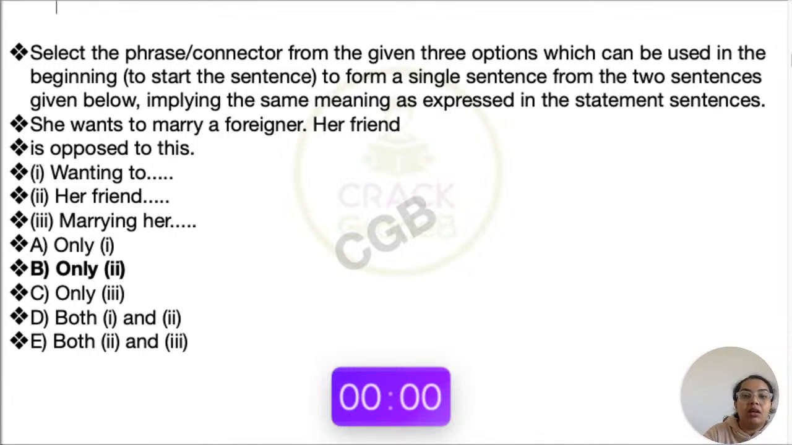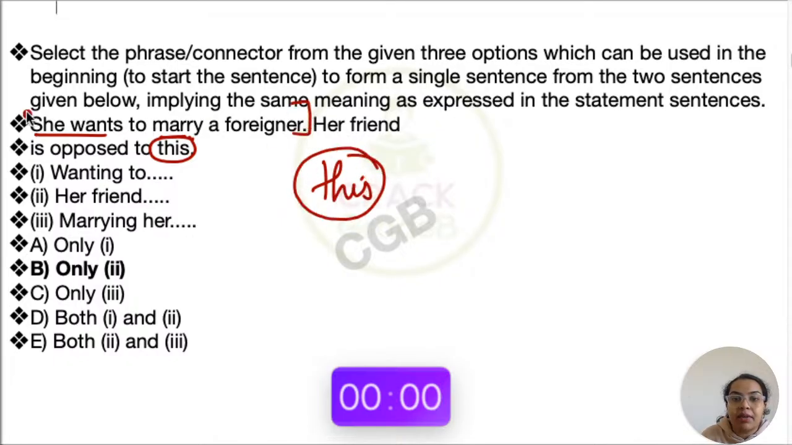She wants to marry a foreigner. So, what is she wants to marry? Her friend is opposed to this. This indicates the previous statement here. That's the connection. Wanting to. Now, wanting to marry, if I want to continue like this, the subject is going to be she.